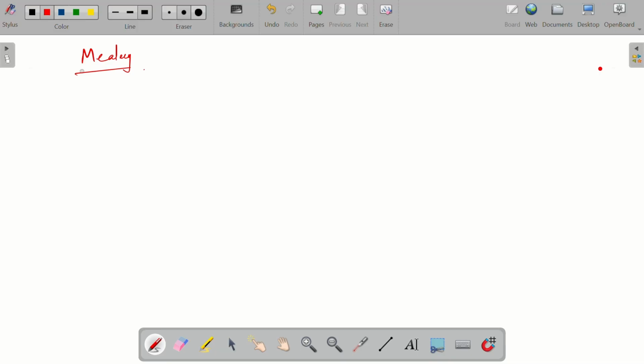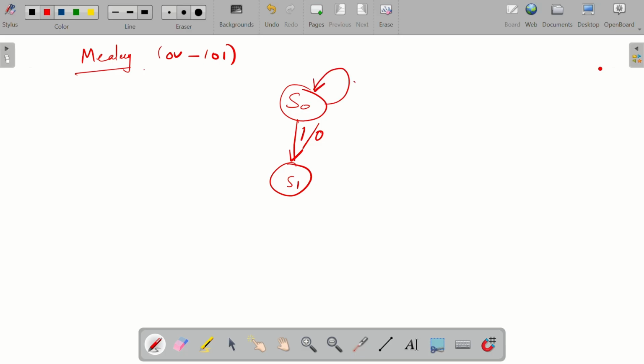So this is the overlapping case for Mealy, and you are required to detect the same sequence, which is 101. Similar to the previous case, we start with a reset state, and if you get a 1, you proceed to a new state S1, and the output is still 0 here because you have not yet detected the sequence. In case you get a 0 in the reset state, you stay in the same state and wait for the valid bit, which is 1. And your output here is also 0 because you have not yet detected the sequence. So S0 is your reset state, S1 is the state where you get 1.